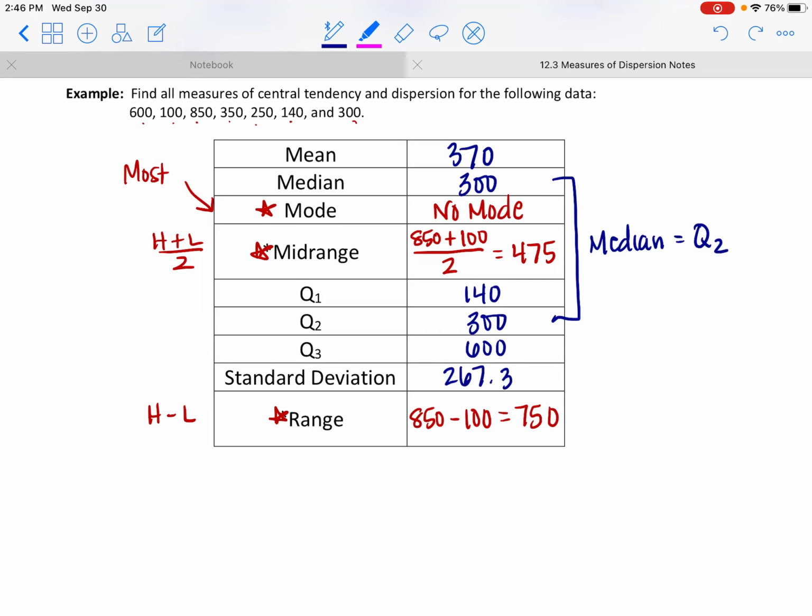And again, we're going to talk more about standard deviation and different types of distribution. But you should have enough to get you going on the practice.